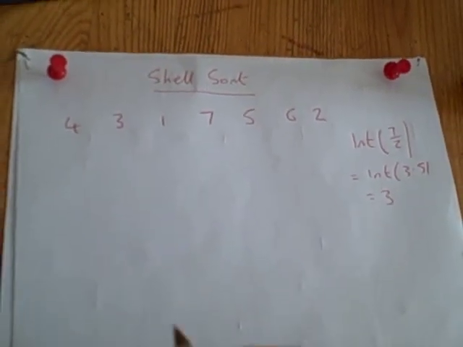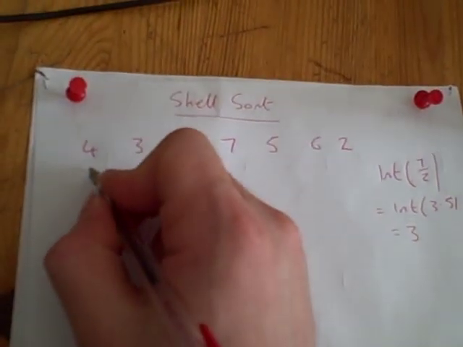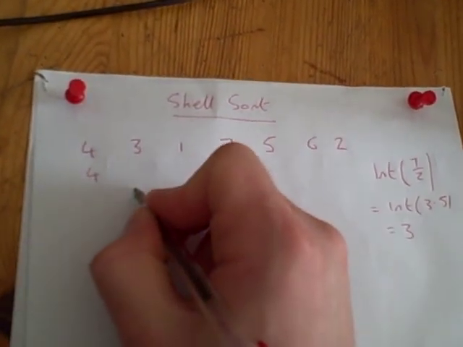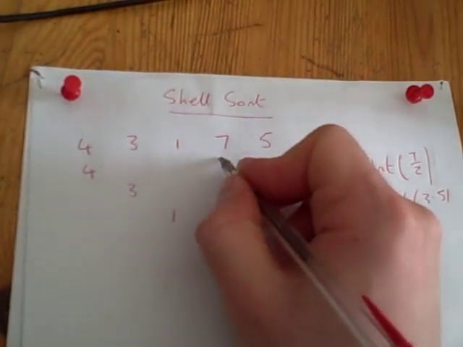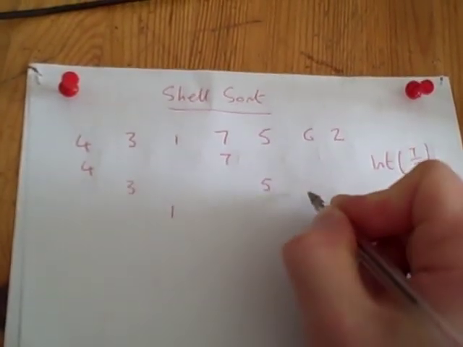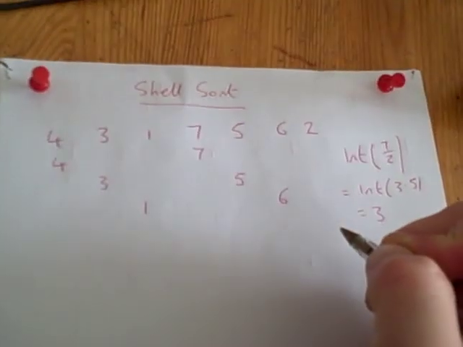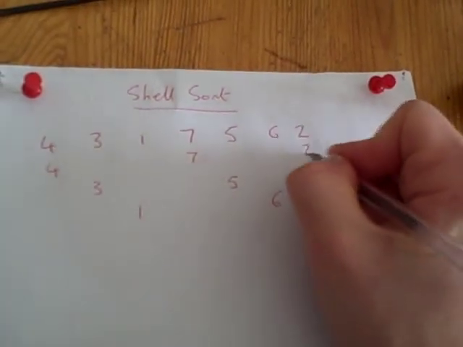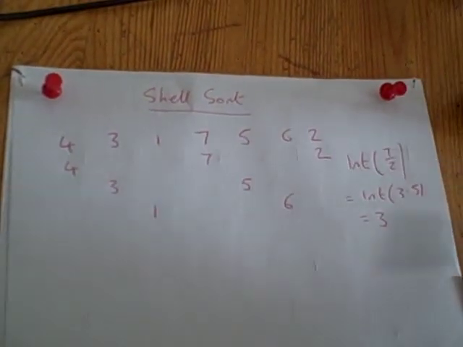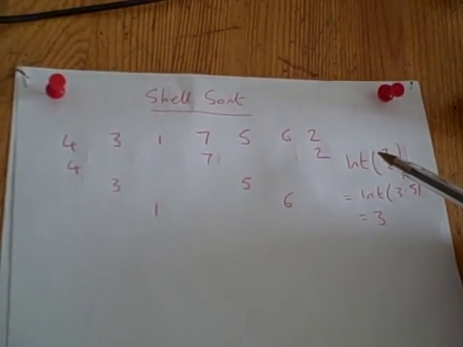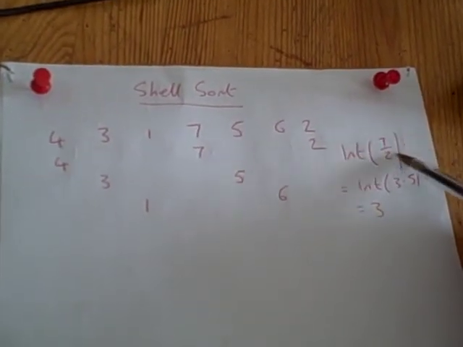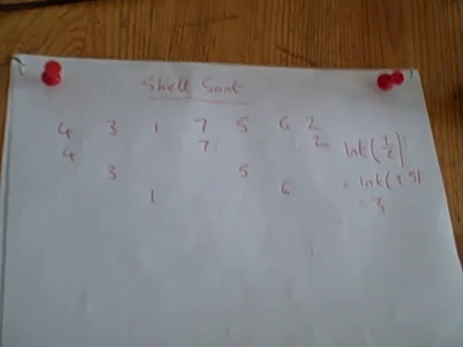Okay, so the sublists are going to be formed as so. 4 is going to go in the first, 3 in the second, 1 in the third, 7 in the first, 5 in the second, 6 in the third, and then 2 is going to go in the first. And that's always the procedure we take. If there were 9 numbers to sort, 15, 21, whatever, we divide by 2 and we form our sublist like so.